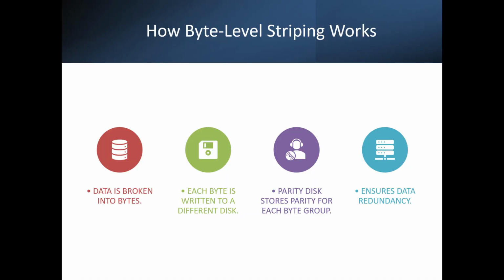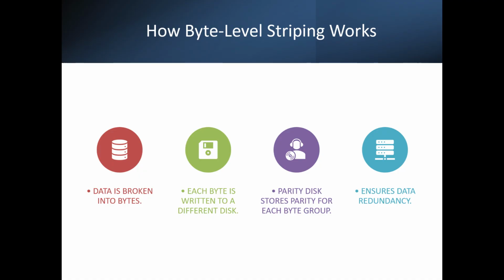When data comes in, instead of writing a whole block to one disk, RAID 3 splits it at different bytes across all the data disks. So, for example, if you are storing a file, the first byte of that file will go to disk 1, the second byte of that file will go to disk 2, the third byte will go to disk 3, and the fourth byte will go again to disk 1. This continues in round robin. So the data is getting striped at byte level across the disks. But that alone isn't safe because what if one disk fails?